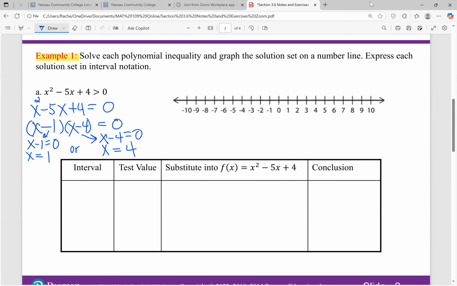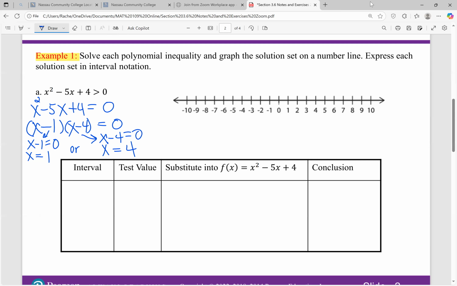But remember, what we're really trying to solve for is when is the polynomial expression greater than 0, not equal to 0. So 1 and 4 is when my function is equal to 0. But those are going to be like my boundary points. And it's going to let me test and see where the function is going to be greater than 0, which is really what we're solving for, right? So let's plot x equals 1.